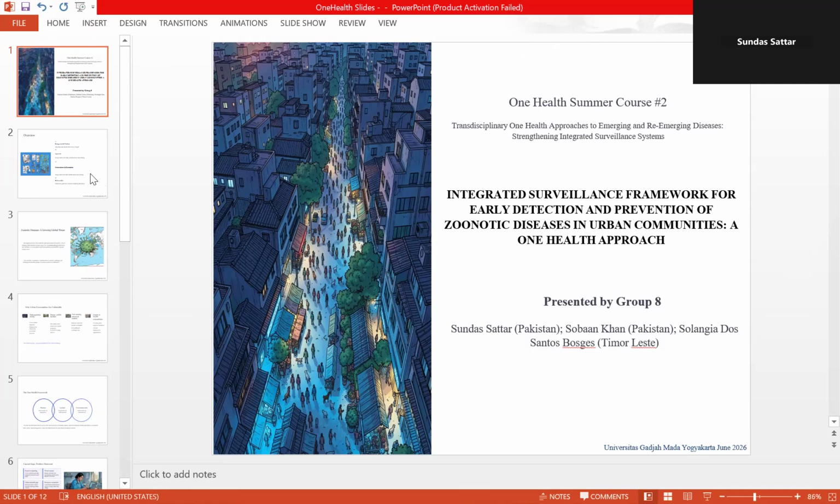In this presentation, we will cover four main areas. First, the background and problem, where we explain why urban one health surveillance is urgently needed. The second one is our approach, including study design, multi-sector data integration, and machine learning-based early warning systems. Third, the key innovations and expected outcomes of our framework. And finally, the deliverables, including policy outputs, tools, and scientific contributions.